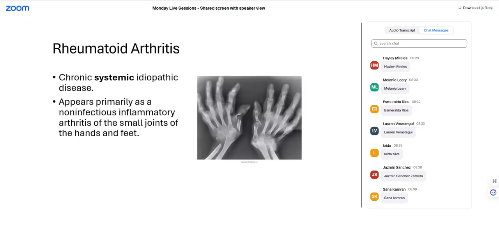Rheumatoid arthritis. This is a chronic systemic idiopathic disease. A lot of patients with rheumatoid arthritis have other systemic conditions like psoriasis. This is going to appear primarily as a non-infectious inflammatory arthritis of those small joints in the hands and the feet.